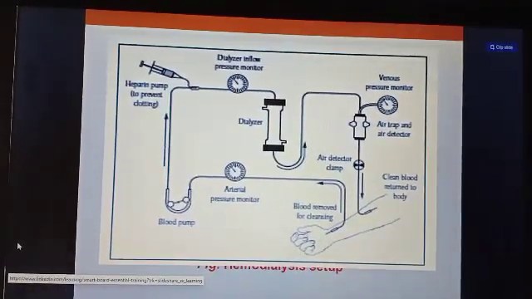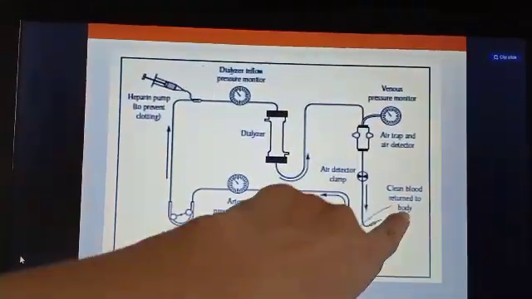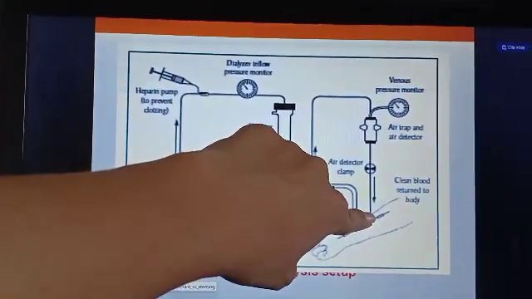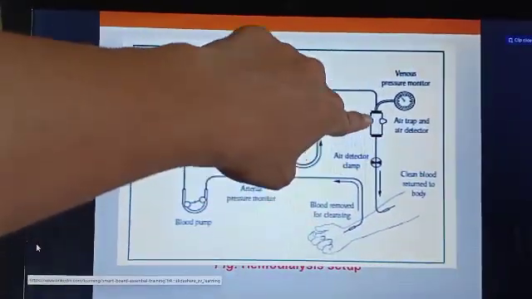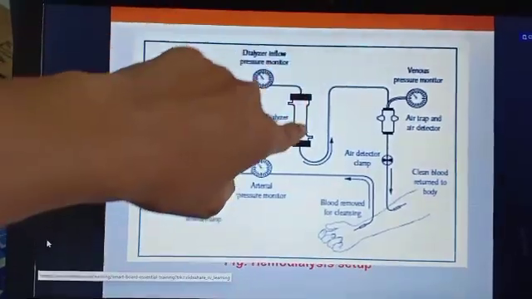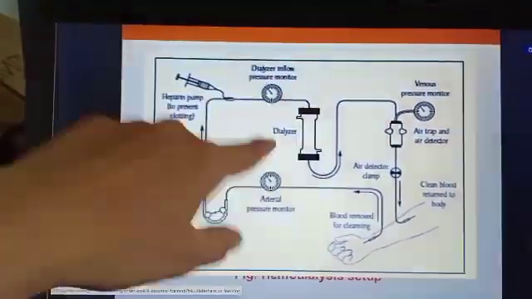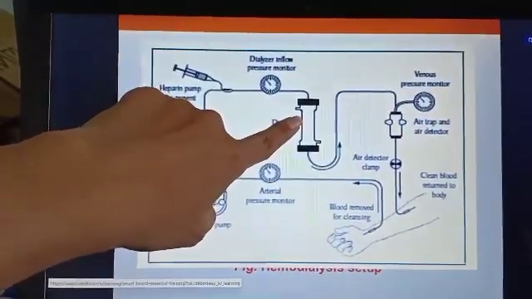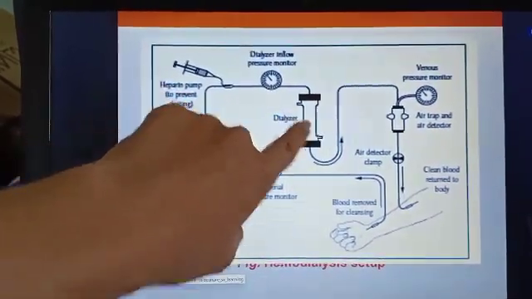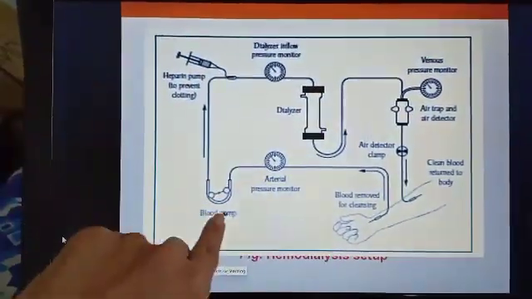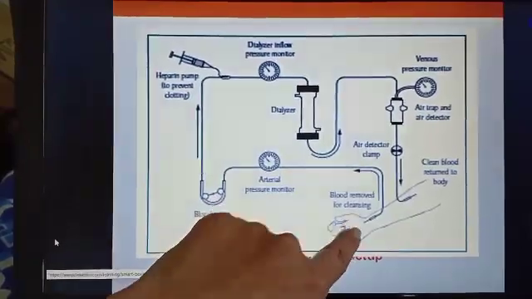Here you can see in the figure that the unpurified blood is passed through this machine, and then by the dialyzer the blood is cleaned, which means all the waste material is removed, and then it is transferred back to the body.